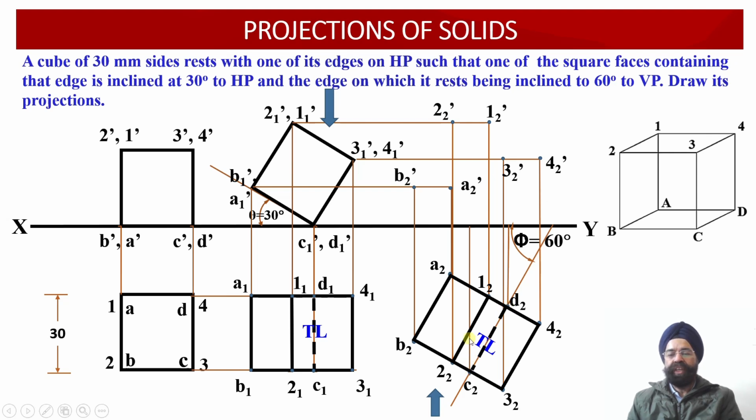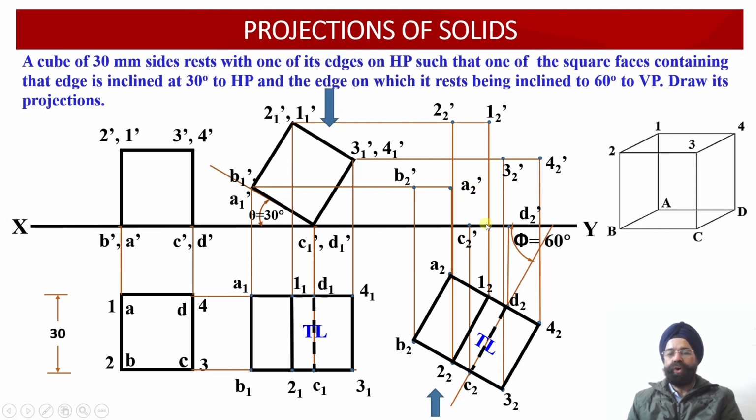Once I draw the vertical projector through C2, wherever it intersects with the XY reference line, we obtain the point C2 dash over here. Similarly, this is point D2 over here. Once we draw a vertical projector line through D2, wherever it intersects with the horizontal projector drawn through the point D1 dash, this gives us point D2 dash. So A2 dash, B2 dash, C2 dash and D2 dash, they have also been located.